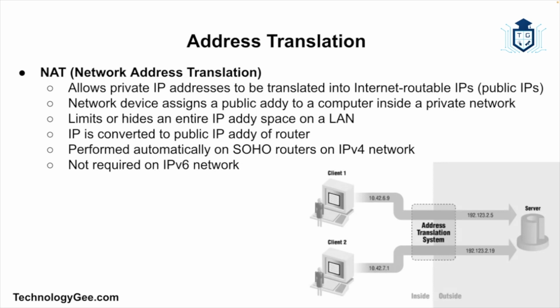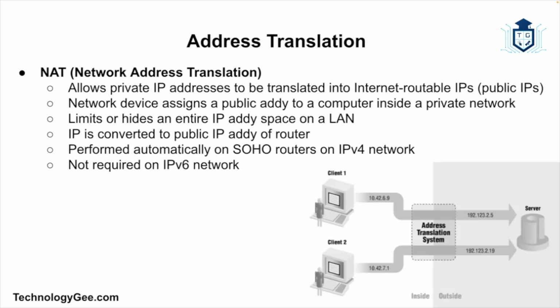Let's talk about NAT, or network address translation. This is a method of remapping an IP address space into another by modifying network address information in the IP header of packets while they are in transit across a traffic routing device. In layman's terms, NAT is the process where a network device assigns a public address to a computer or a group of computers inside a private network. The main use of NAT is to limit or hide an entire IP address space on a local area network for both economic and security purposes.